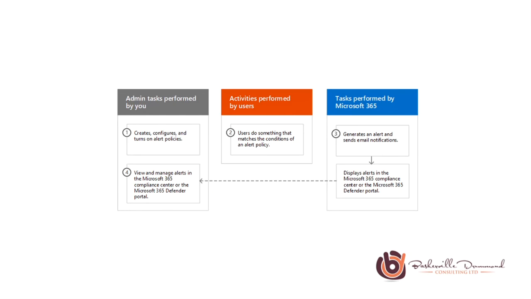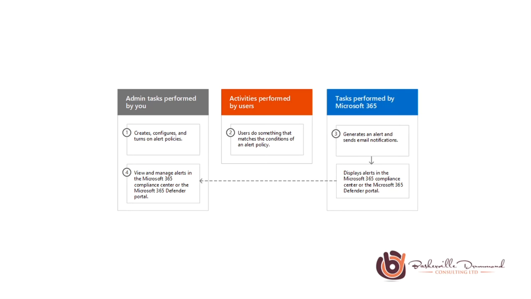Alerts are a slightly different thing. Alerts allow us to set email notification alerts or display an alert in the Microsoft 365 Compliance Center or the 365 Defender portal when certain criteria is met. Essentially, an administrator will create, configure and turn on an alert policy. What the user would then need to do is do something that matches the conditions of the alert policy.